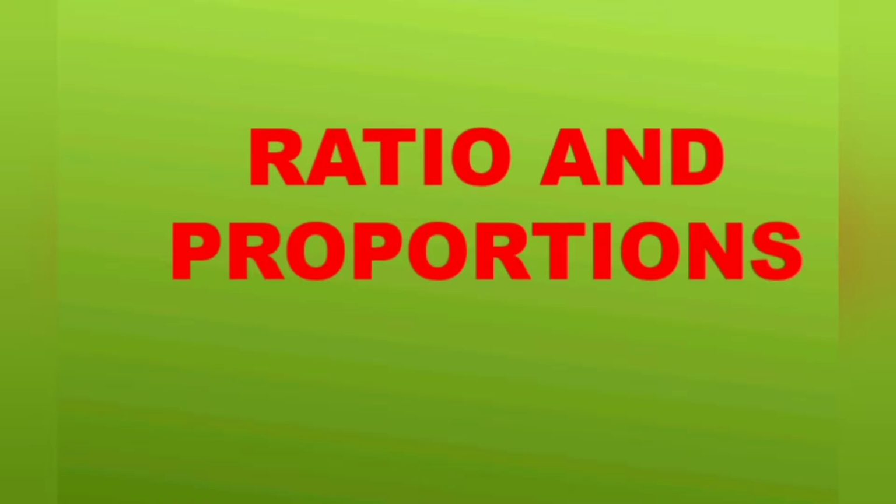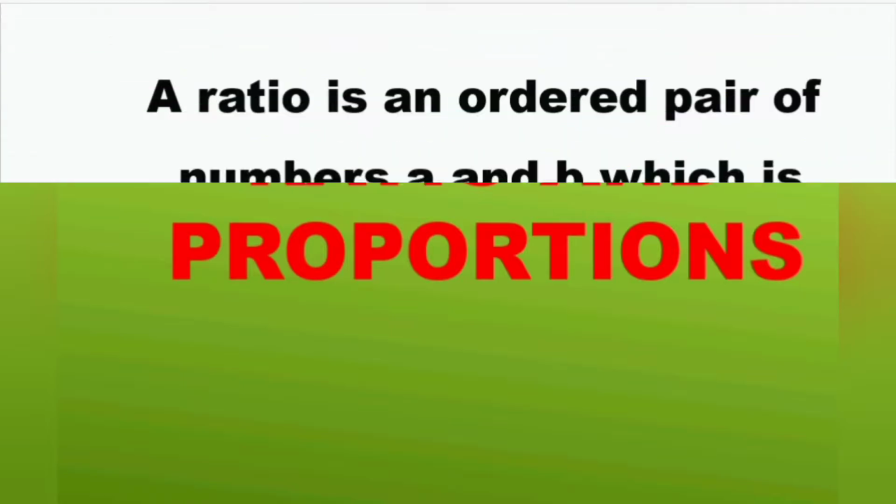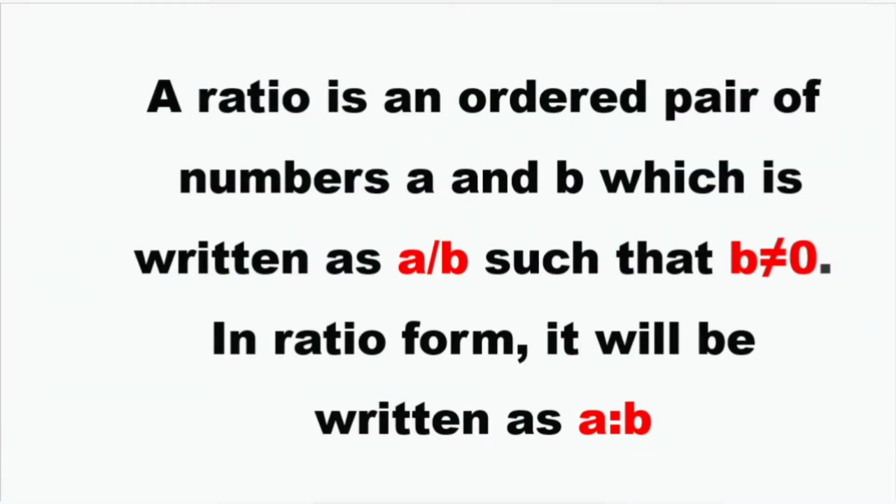So let's get started. A ratio is an ordered pair of numbers a and b, which is written as a by b, where b is not equal to 0. So when you write a by b in the form of ratio, we write it as a colon b. Colon is the symbol used to denote the ratio.